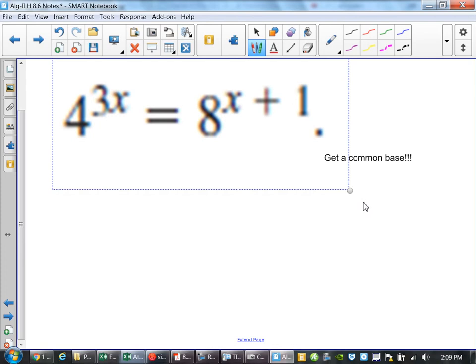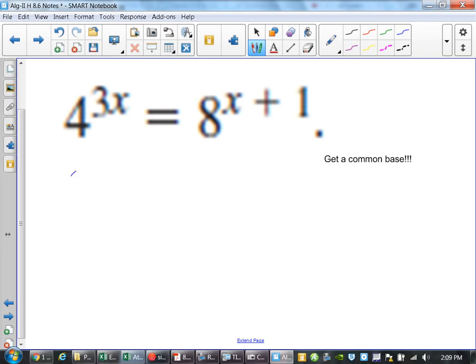All right? So I'm looking at this, I have a 4 and I have an 8. What would be my common base between a 4 and an 8? 2. So this is 2 squared times 3x is 2 to the 3x plus 1. Since those bases are the same, the exponents have to be equal to one another.